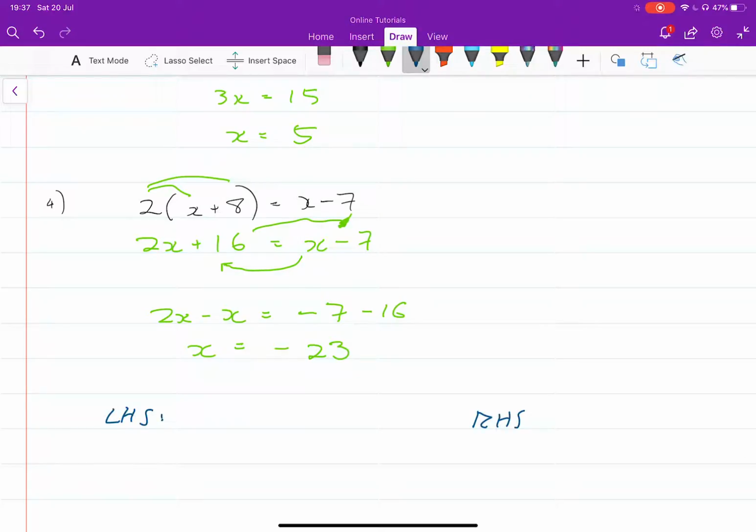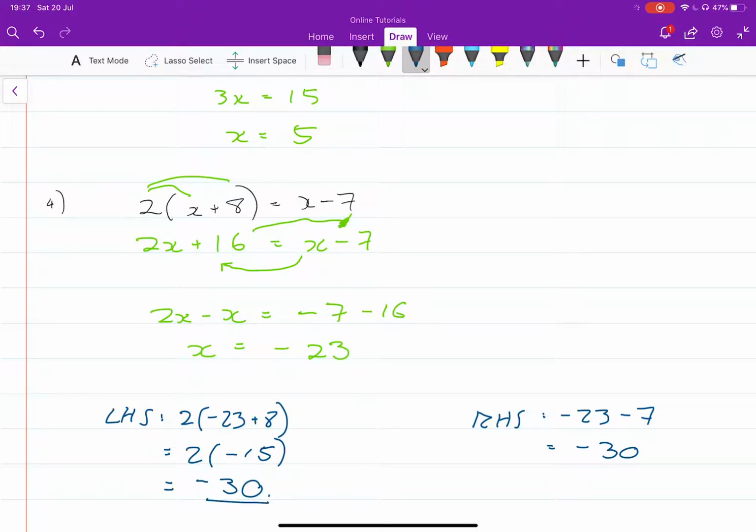The left-hand side becomes 2 times minus 23 plus 8. And our right-hand side becomes minus 23 minus 7, which is equal to minus 30. On this side we have 2 times minus 23 plus 8 is minus 15. Therefore, the left-hand side also equals minus 30. Both of these sides are equal, so we know that this is the correct answer.